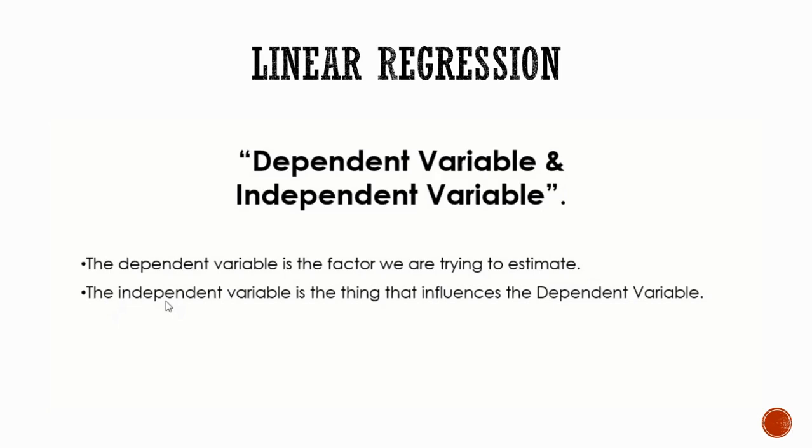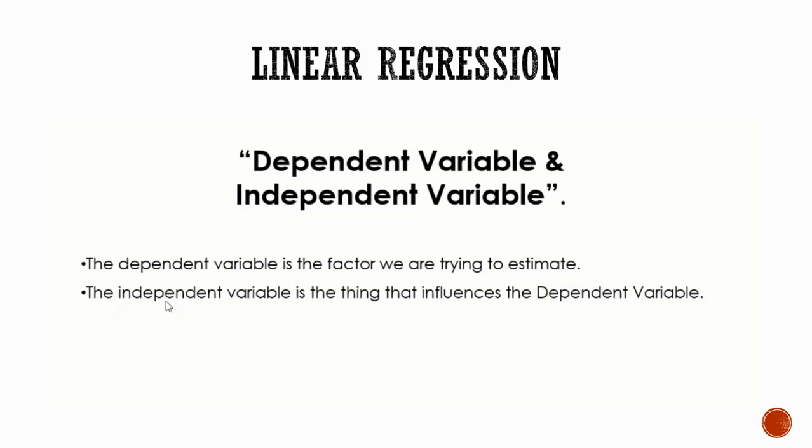Furthermore, proceeding towards the next slide. In linear regression, we have two different types of variables, dependent variables and independent variables. The dependent variable is the factor we are trying to estimate. The independent variable is the thing that influences the dependent variable, and we will look into different examples in the next few minutes in Microsoft Excel, on how we can perform the regression.